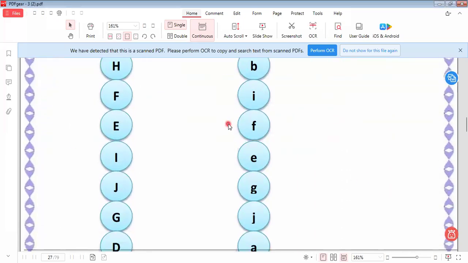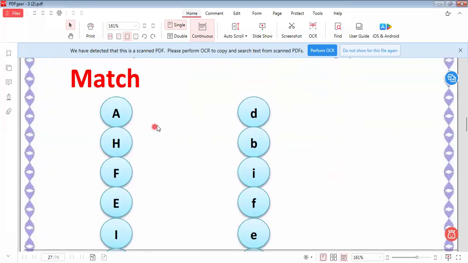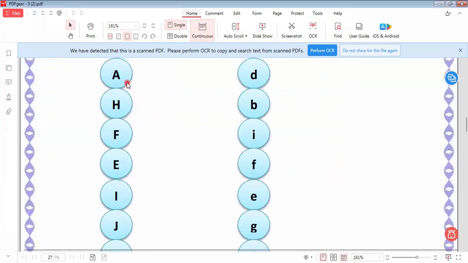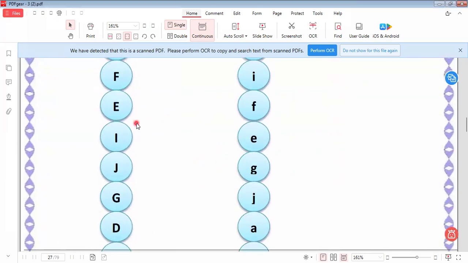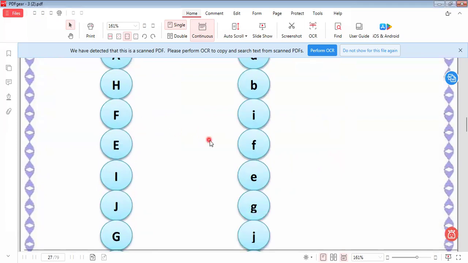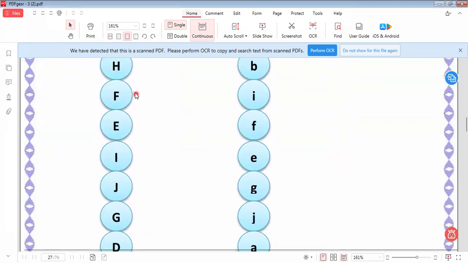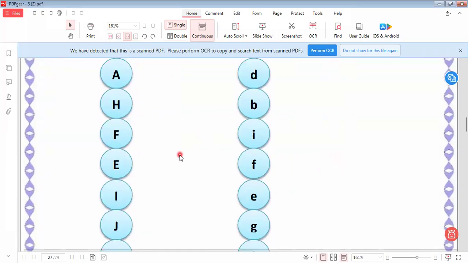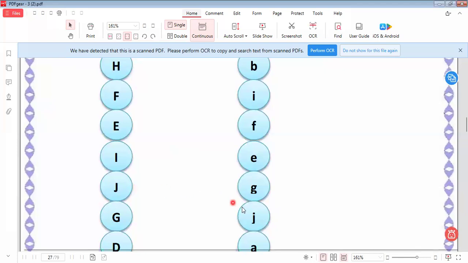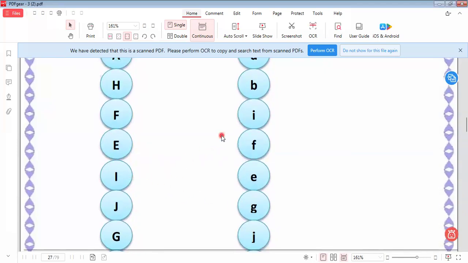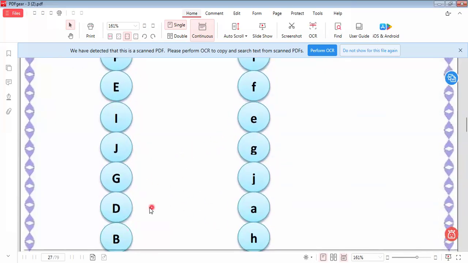So here we have the capital letter matched with a small letter. Here is capital A. Where is the small a? This one. Capital H. Where is the small h? This one. We answered this before, but I would like to answer it to remind you. Here is capital F with small f, capital E with small e, capital I with small i, capital J with small j, capital G with small g. Where is the small g here? Capital G, small g, this one.